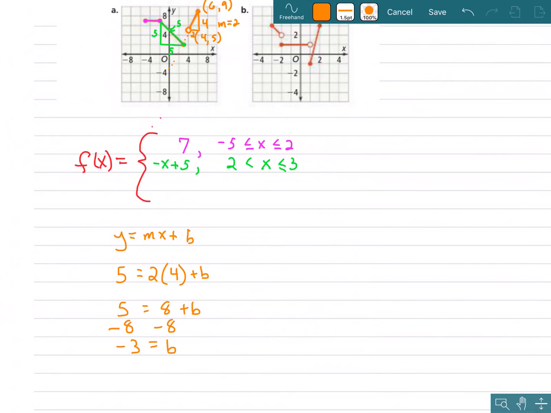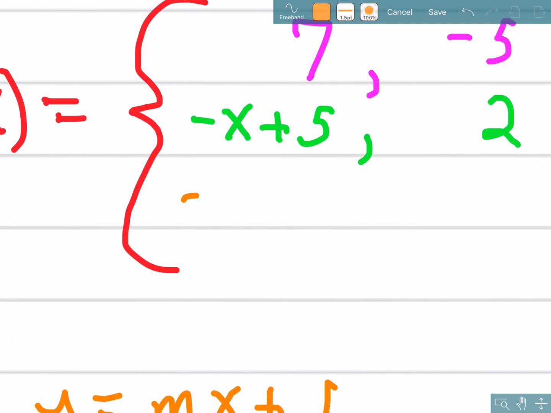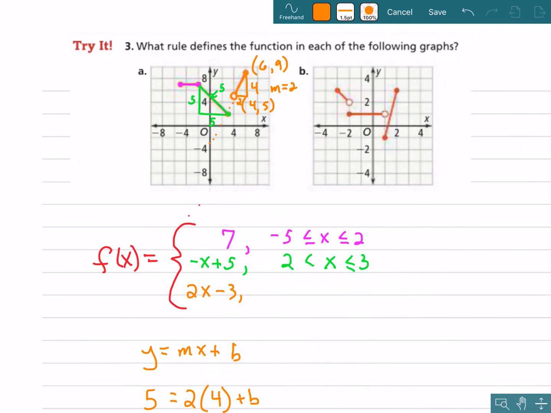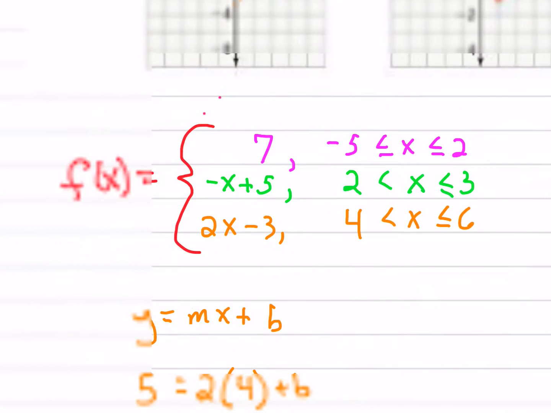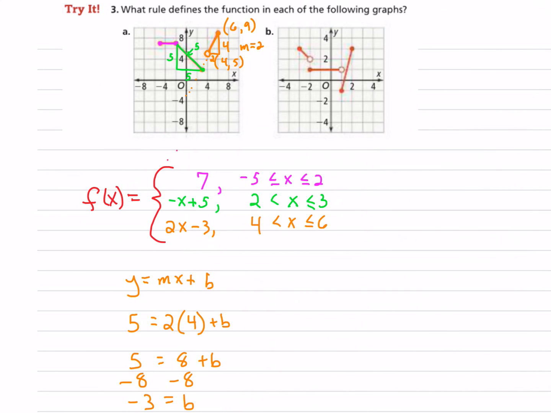So now that I know my slope and my y-intercept, this will be 2x minus 3, and that is between the values of 4 and 6. So 4 less than x less than or equal to 6. So I've gone ahead and written my piecewise function there. I've verified everything algebraically. I feel really good about it.